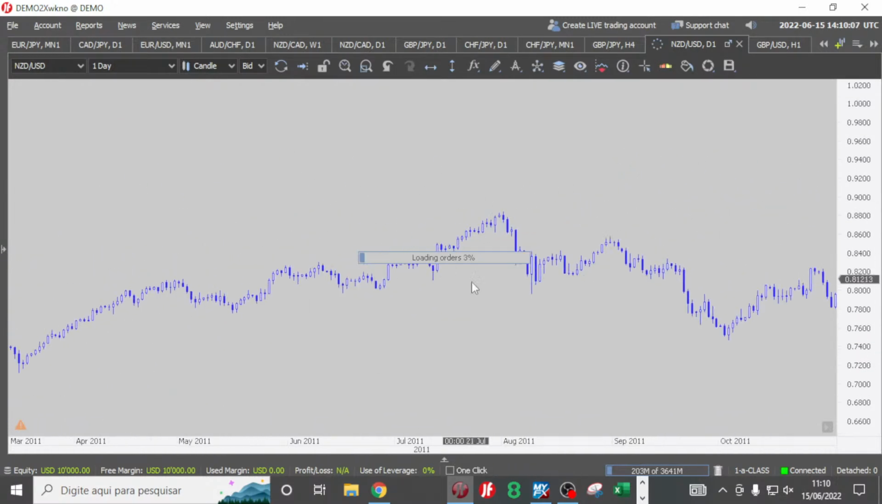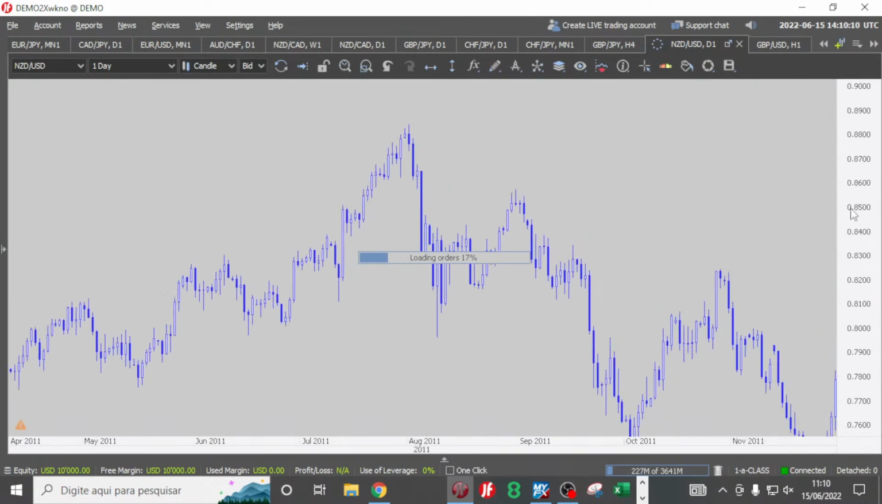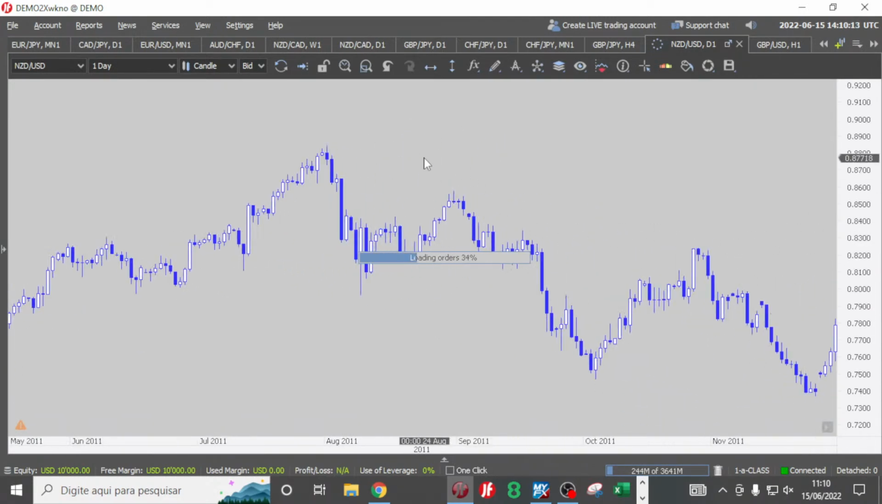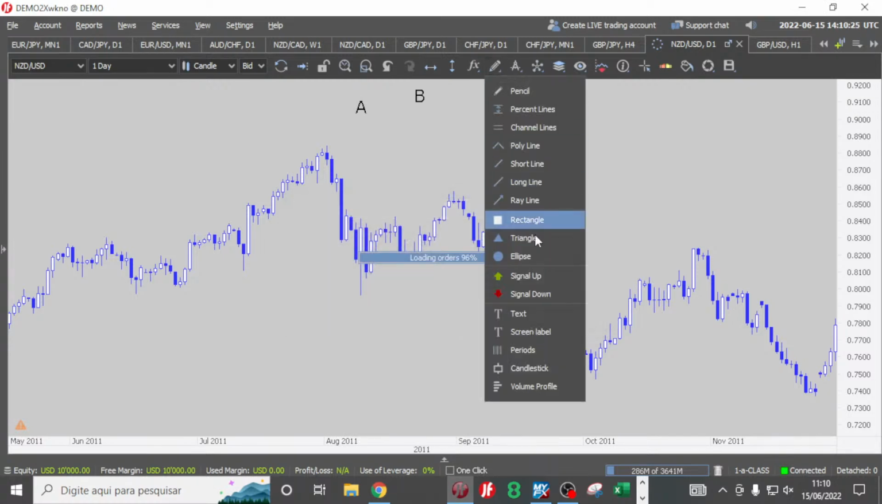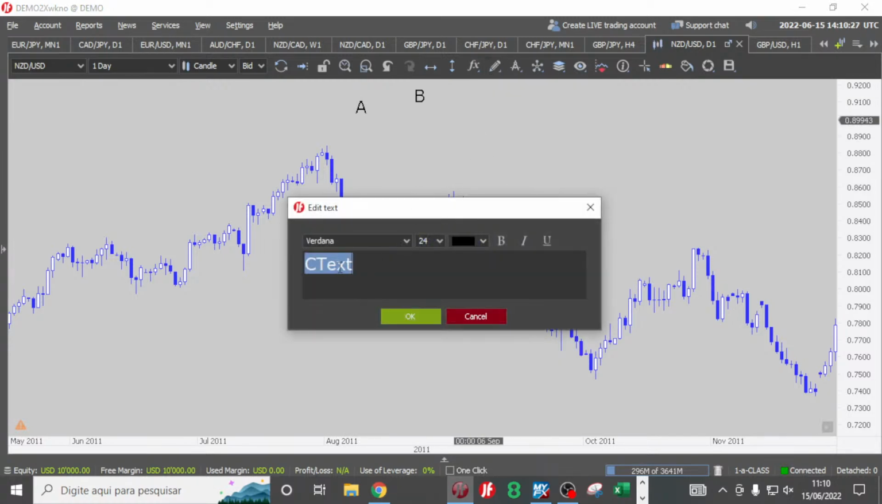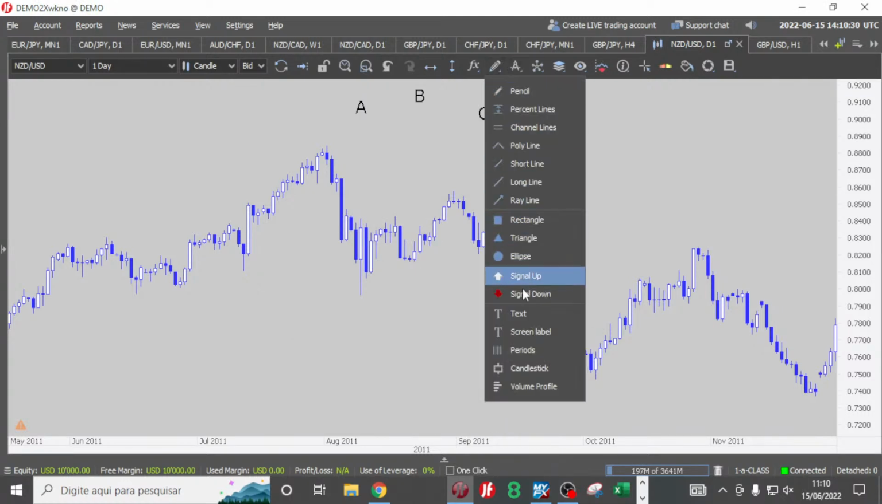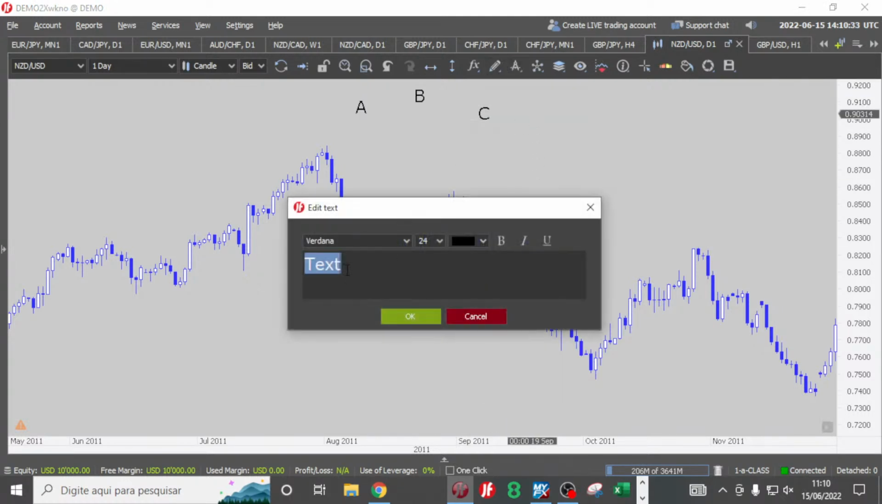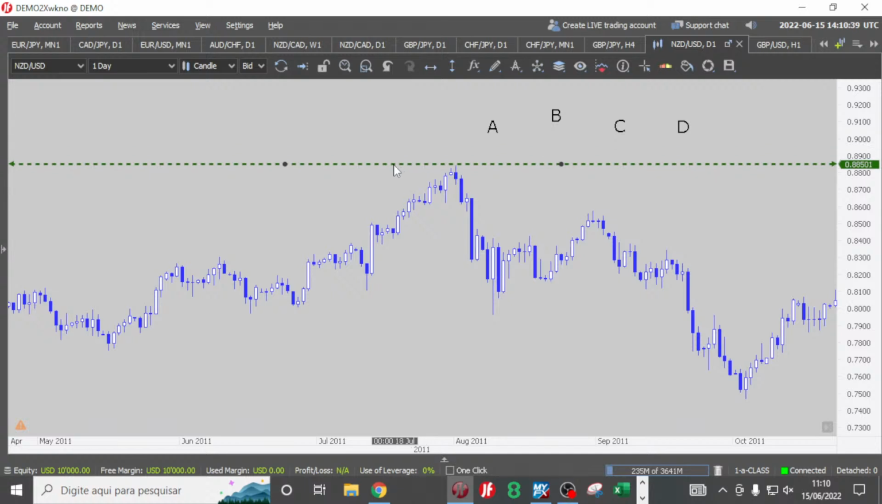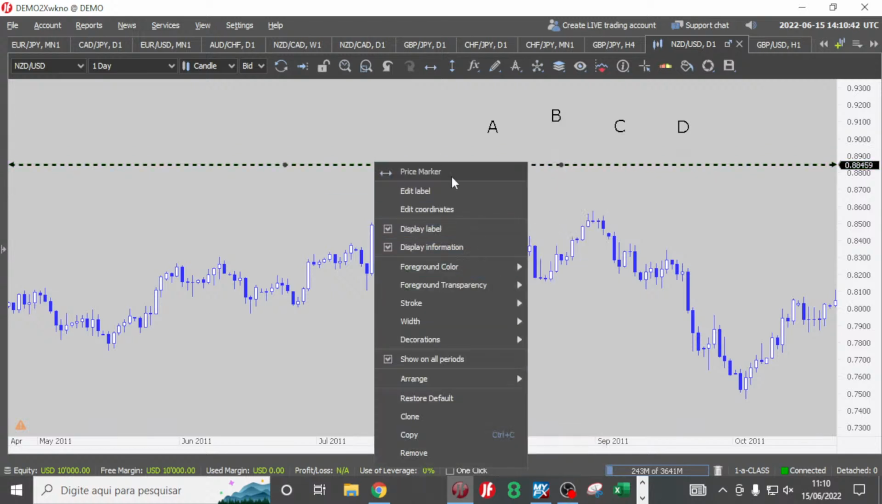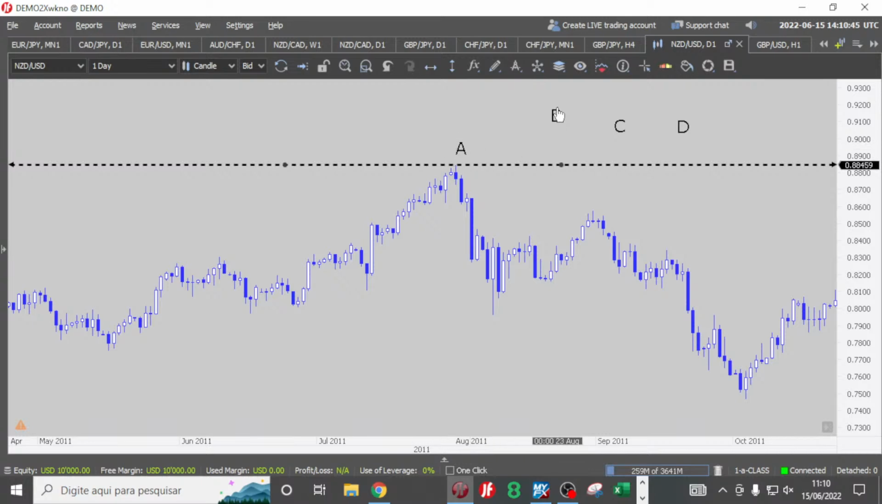Okay, so ABCDs, we are going to check if the market breaks as soon as possible our first down Fibonacci. This is our A text, this is our B text, this is our C, ABC text, this is our D, ABCD, and a black horizontal line, something like this. This is our A, our B is the first low as soon as possible.